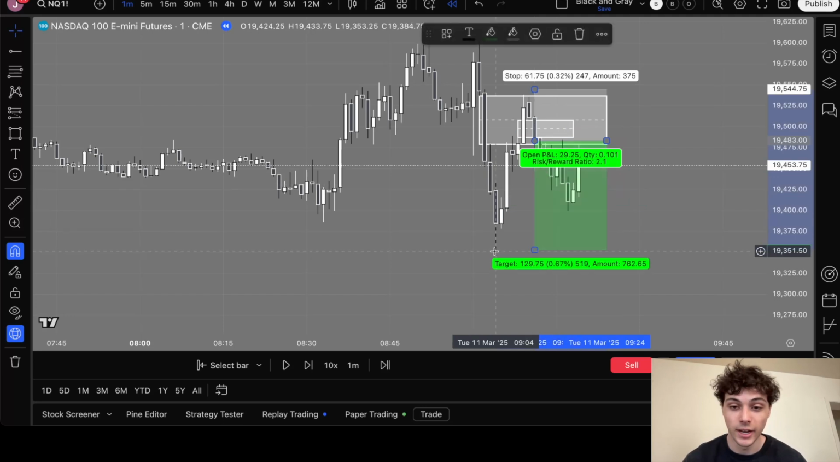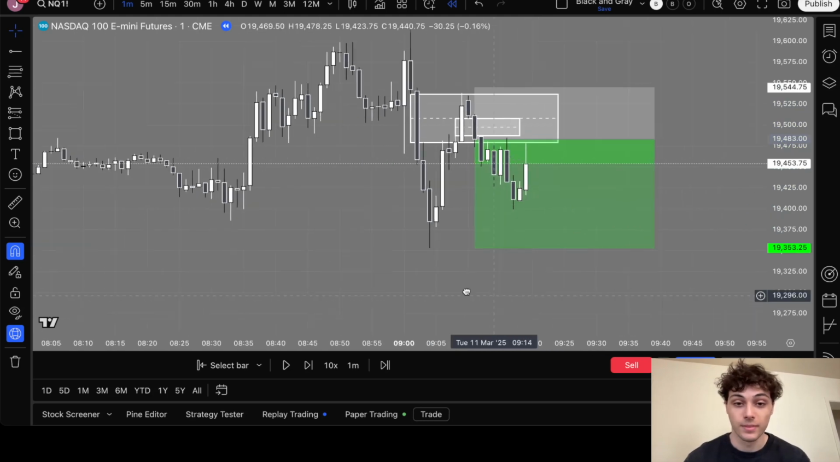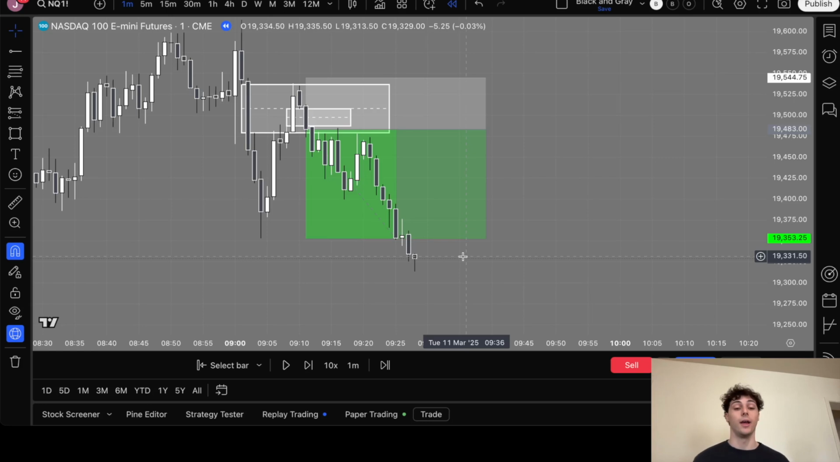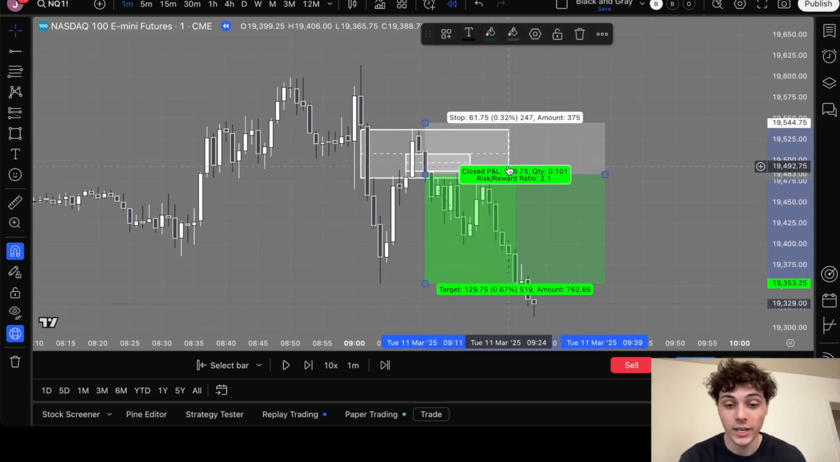Anyways, this was my trade. 2.1 risk to reward trade. And then guess what happened? Take profit. It worked. And guess what? It's just one of many trades that you could have taken.